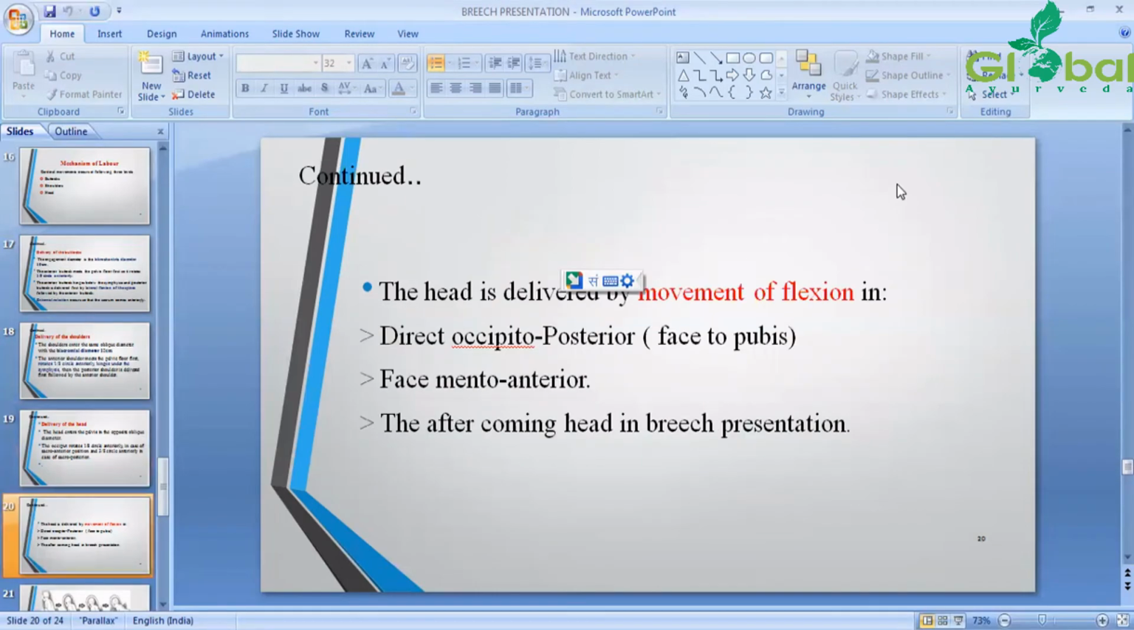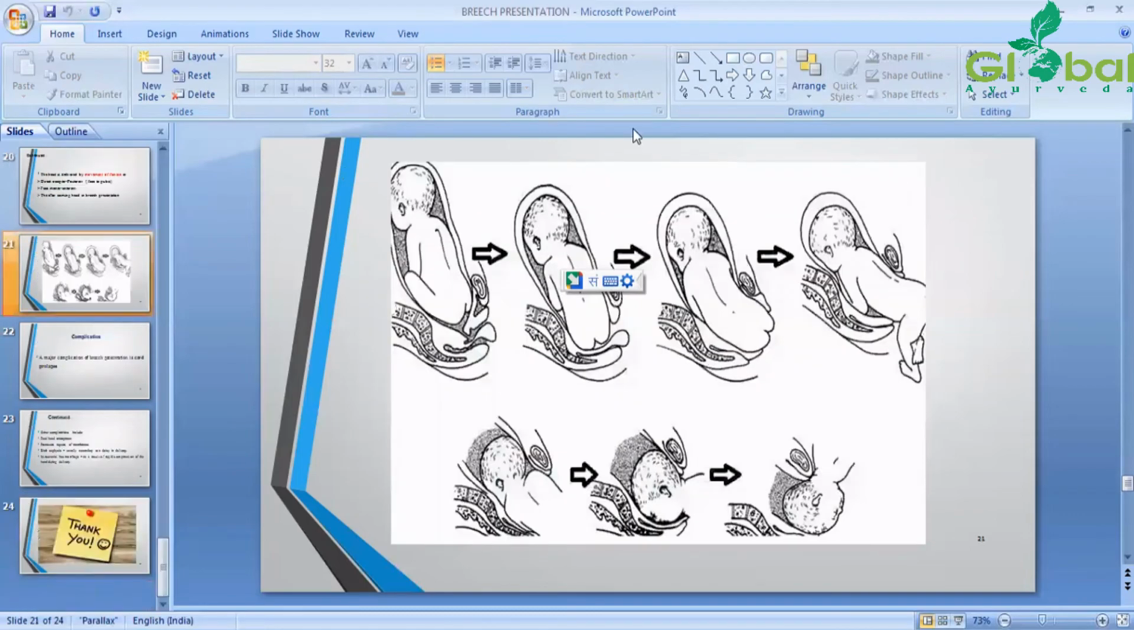Then next, the head is delivered by the movement of flexion. The point to remember is that in breech presentation, the head is delivered by the movement of flexion. These are the steps of breech delivery.